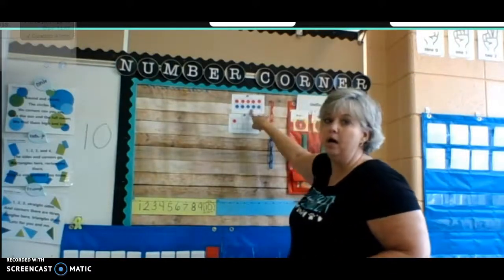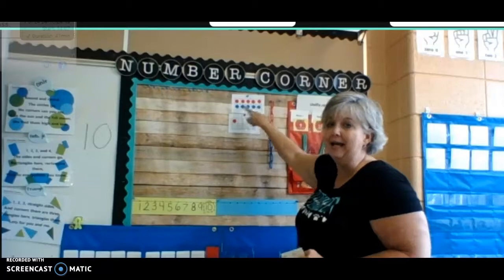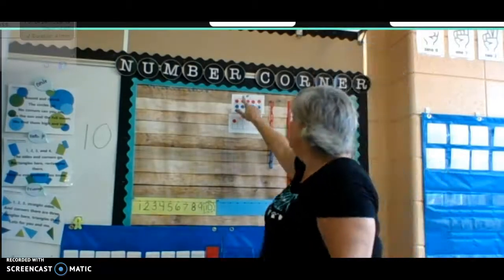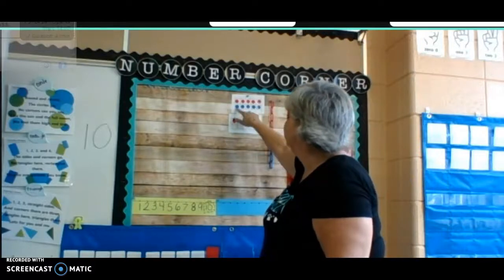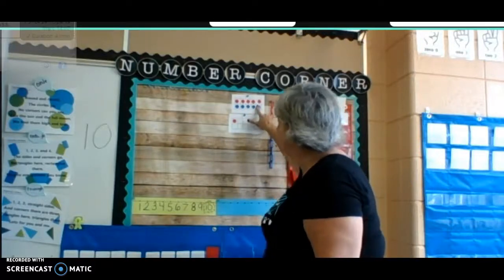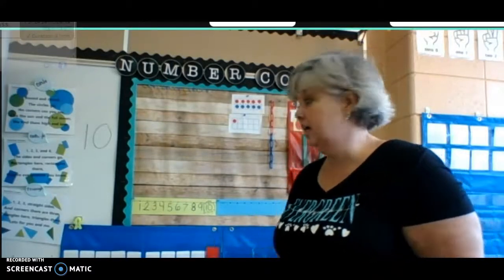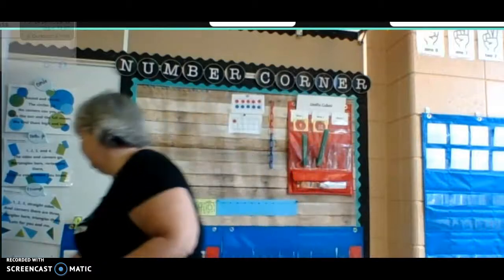Now, we know we filled this frame up yesterday, and there are how many here? 10. You're right. Let's double check. Here we go. 1, 2, 3, 4, 5, 6, 7, 8, 9, 10. So we have 10 and 1 more. Do you know what number that makes? 11. And you write an 11.